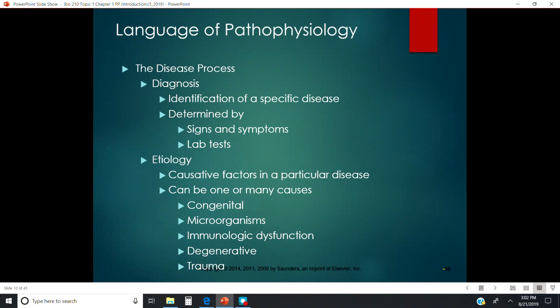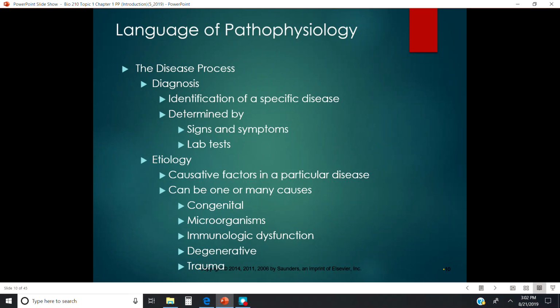How do we do that? We do that by taking a look at a patient's signs and symptoms. I'll define these terms a little bit later. We could take a look at lab tests such as a blood test, a culture, maybe even an x-ray, that type of thing. Okay, so for now, I want you to know the diagnosis basically identifies a disease.